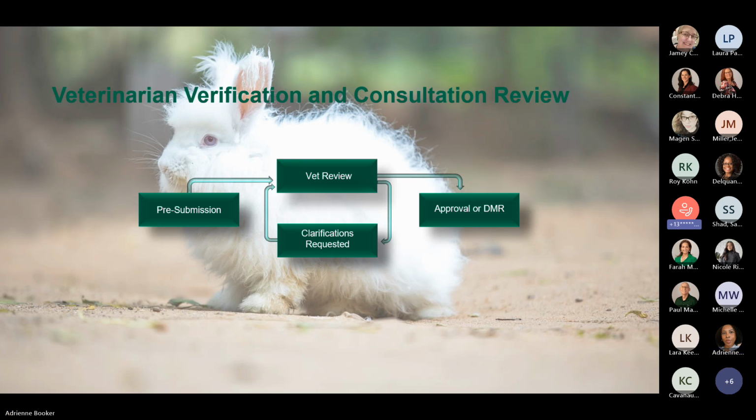Once these are addressed, the protocol may be revised and resubmitted to the vet, where they will provide a determination of approval, or it will have to go for designated member review. Normally, the VVC process takes 1 to 3 business days for approval. So in all, this iterative process ensures that protocols meet all necessary standards and reflect best practices from animal care before advancing to further review stages.